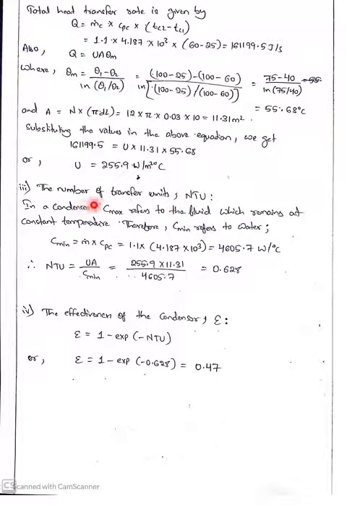Now the next one is the number of transfer units, which is NTU. In this step, which is very important, we need to calculate C minimum. C minimum is m dash into C_pc, where the cold fluid has the minimum value, 1.1 into this. As I told you, C minimum, C maximum: whichever is the C minimum value, that value you have to take. That is, C_pc will be 4.187 into 10 raised to 3, which is not given in the question, but you have to remember the specific heat of water is 4.187 into 10 raised to 3.